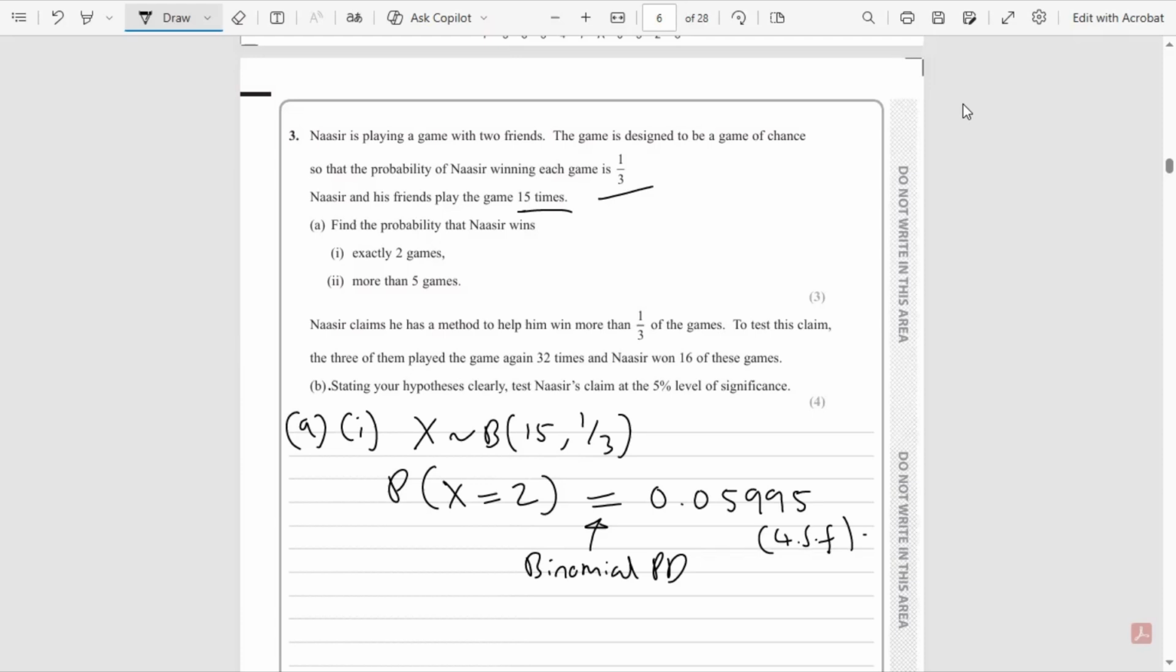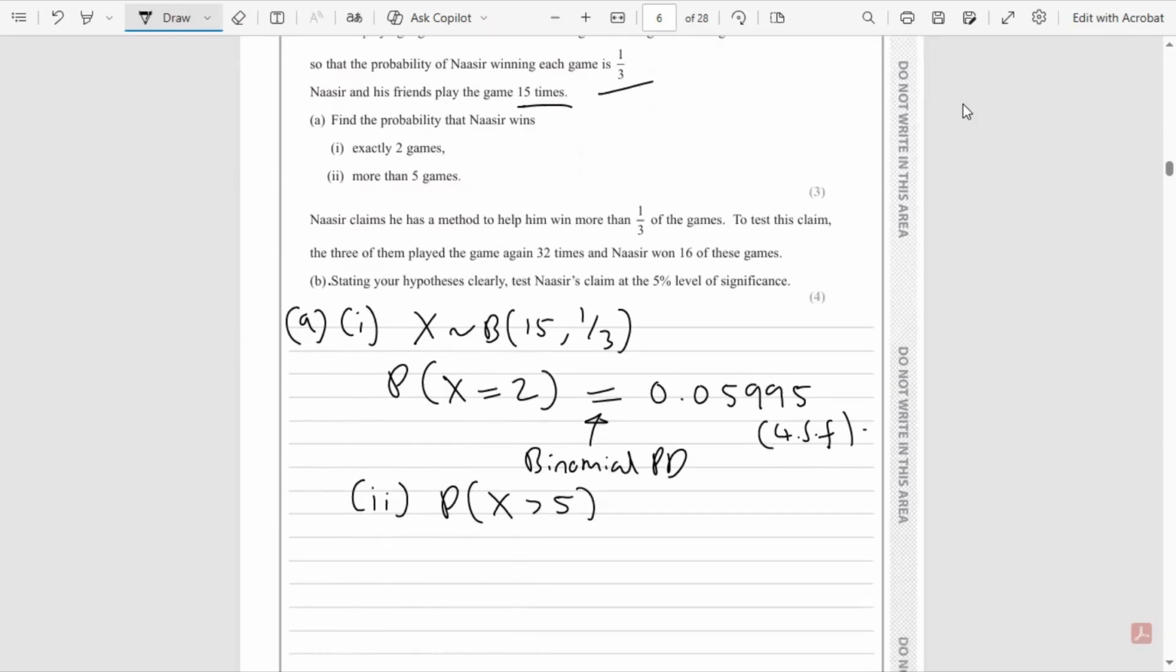Now for part II, find the probability that NASA wins more than 5 games. Okay, so with this one, we're looking for the probability that X is greater than 5. So more than 5 is greater than 5. Now another way of writing this probability would be to say that this is the probability that NASA wins at least 6. Because obviously you can't win a decimal number of games. This is a discrete distribution. So this is the probability of winning at least 6. And you can also write this as 1 minus the probability of winning less than or equal to 5. So you can also write that as well if you want to.